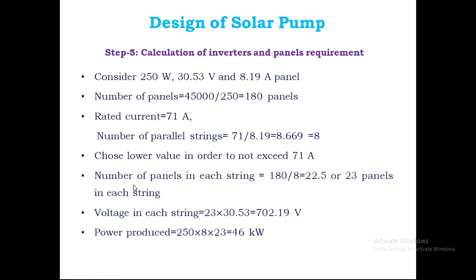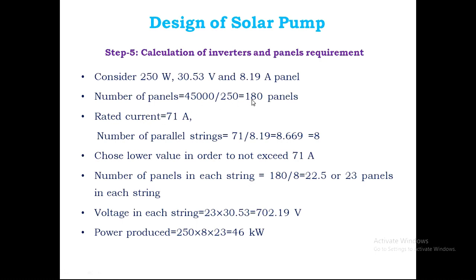Now, how many panels are required? You can choose your own panel rating, 300 watt, 400 watt, 150 watt, like that. I am considering a 250 watt panel. The 250 watt panel has the open circuit voltage of 30.53 volts, 8.19 ampere. So how can you calculate the number of panels? The solar power required is 45 kilowatt. So 45 kilowatt by 250 gives 180 panels. So 180 panels are required.